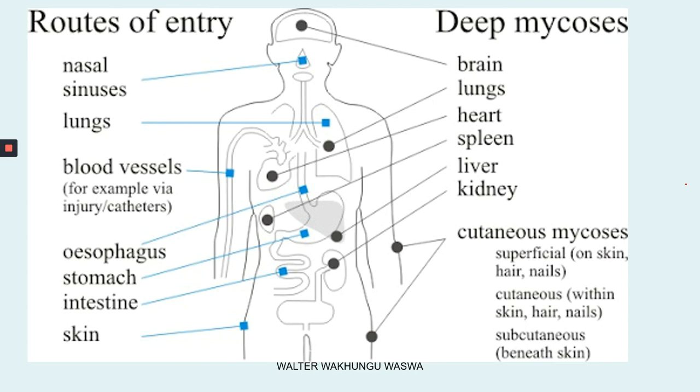And then subcutaneous, of course, is beneath the skin, and that means that it has to be implanted traumatically through the prick where the fungus is growing. When you step on a needle or a sharp object and the fungi is growing on that sharp object, then the fungi will be implanted within your system, beneath the skin. So let's talk about parasites.